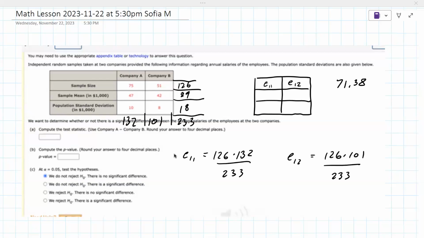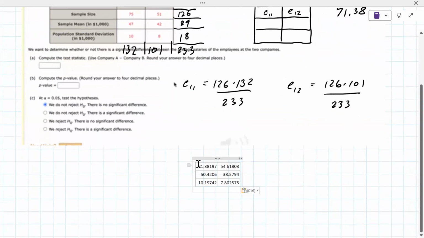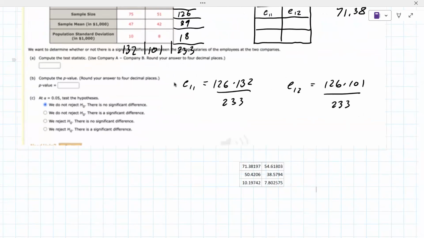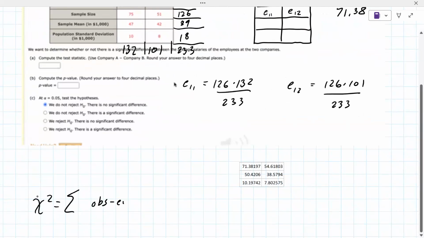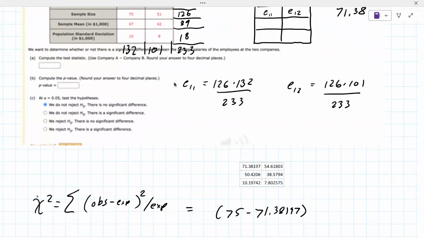Yeah. All right. So here, I think I've got them all. Just checking. Okay. So these are the values that I found for those. And so the next thing is you take the chi-squared, which is the summation of the observed minus the expected squared over the expected. So for example, you would take 75 minus 71.38197, square it, and then divide it by 71.38197. And then you do that for all of them, basically. It really is tough to do.